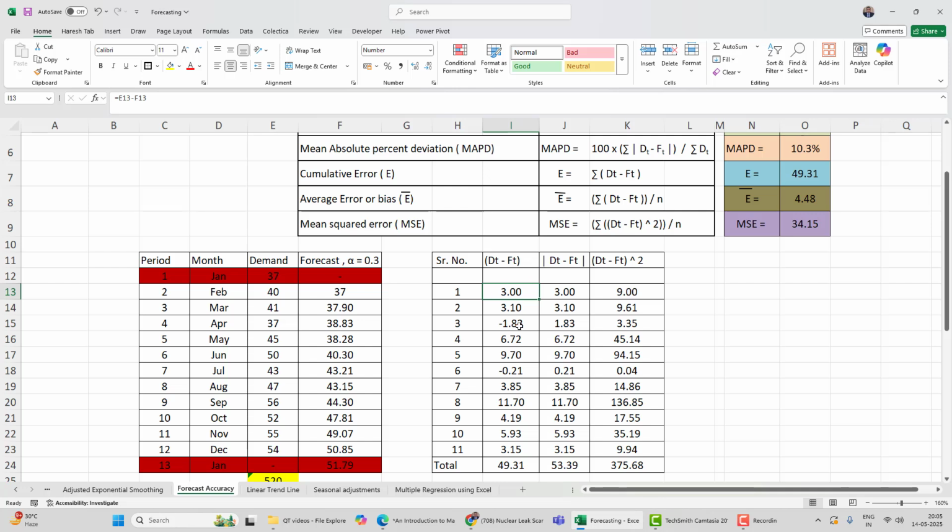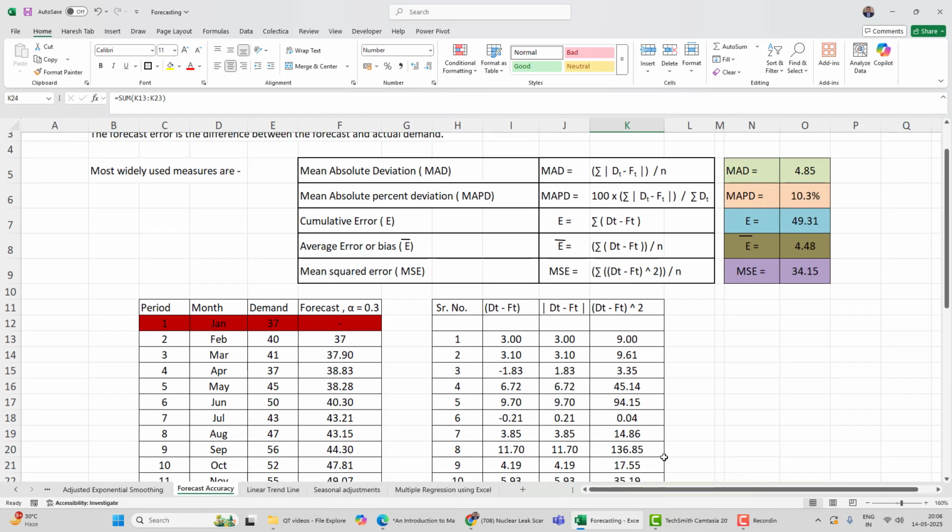If the forecast is on a higher side, you will get a negative value of this difference, and then the total of this is calculated here, which is 49.31. In the next column we calculate the absolute value of this difference, which converts the negative values into positive values, and for these absolute values also we find the total. In the third column we square the differences, and we get the squared values and then the total of this squared difference.